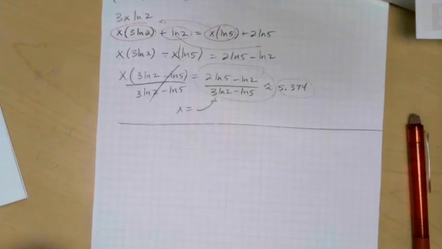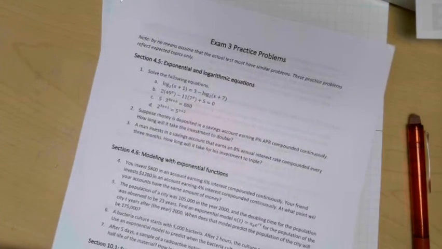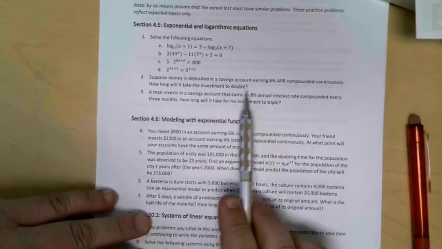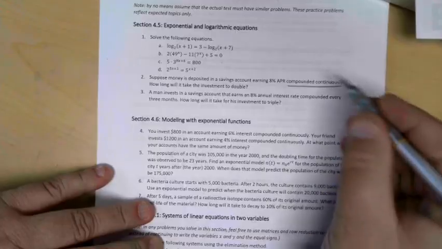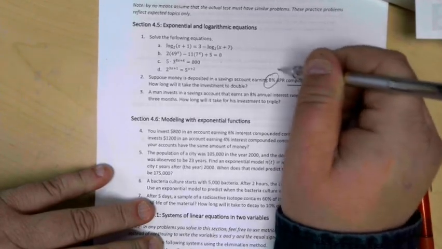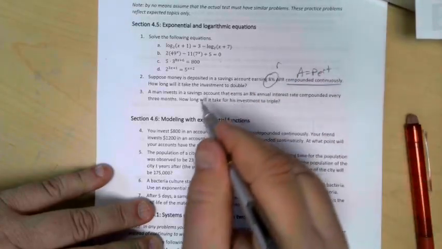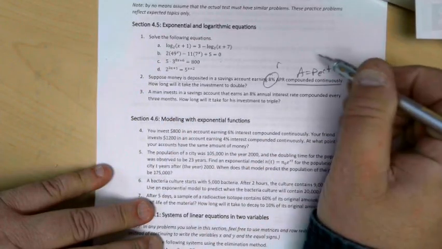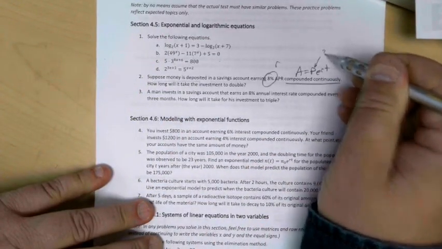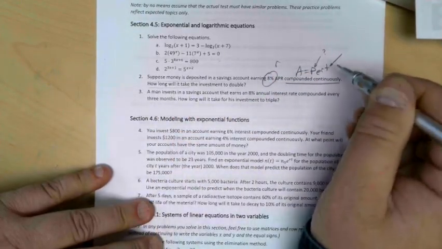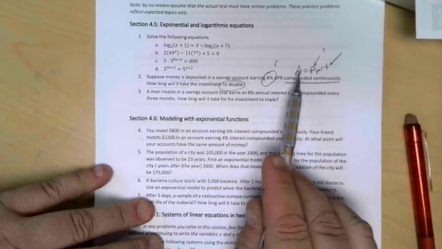Now, let's look at something else. Number 2 here. Suppose money is deposited in a savings account and earning interest compounded continuously. That tells me I'm using my PERT formula. So all of a sudden, there's my rate. Suppose money is deposited. I don't know how much money, so I don't know my P. And how long will it take? I'm looking for my T to double.